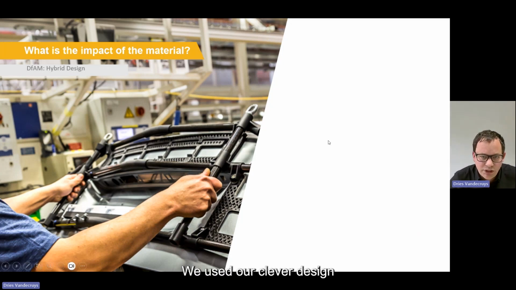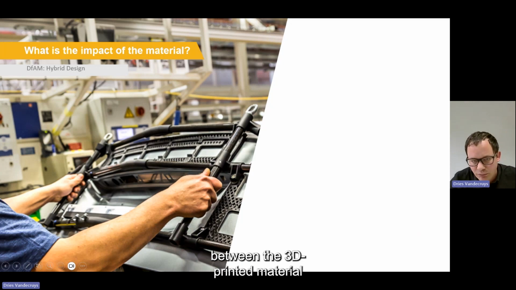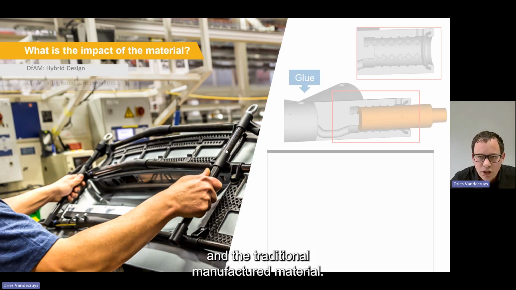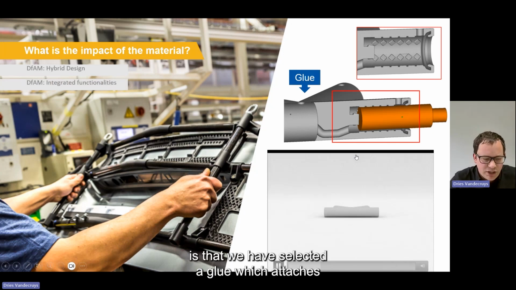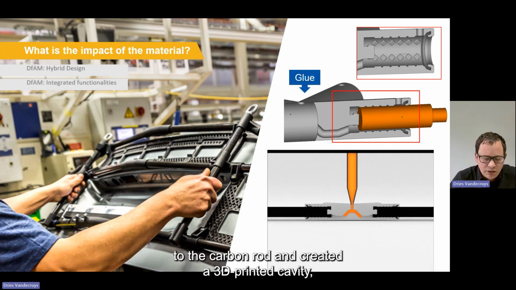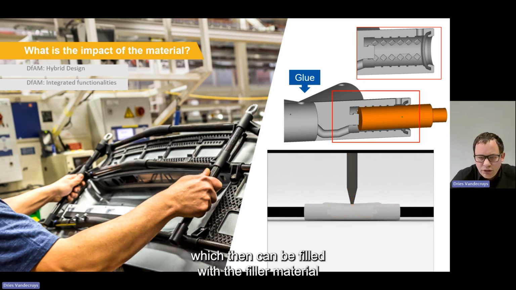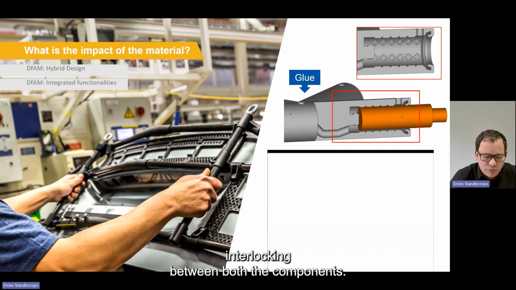What did we do? We used our clever design and thought, okay, what can we do with our design freedom to overcome this material restriction of not being able to find a perfect material match between the 3D printed material and the traditionally manufactured material? So we came up with a clever shape, what you see here. We selected a glue which attaches to the carbon rod and created a 3D printed cavity, which can then be filled with the filler material, or the glue in this case, in order to create a mechanical interlocking between both components.